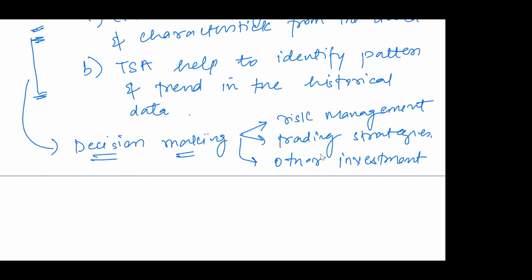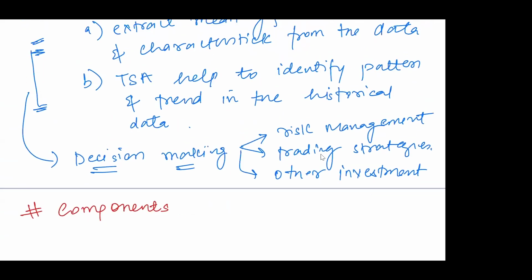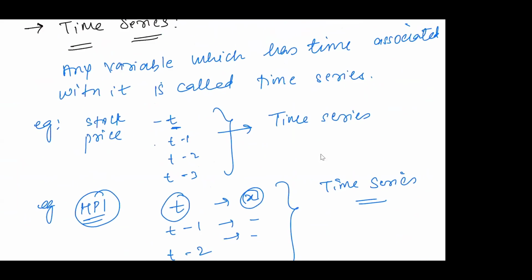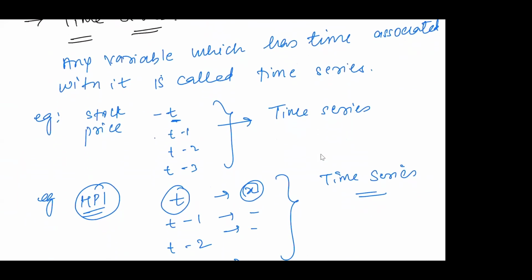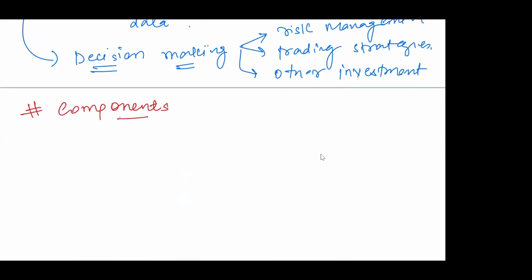Now let's understand the components of time series analysis. I hope you are able to understand what a time series is: any variable that has a value attached to a time. So let's understand the components of time series analysis. Instead of writing time series analysis, I'll just use TSA.